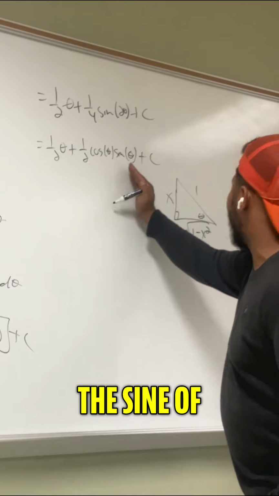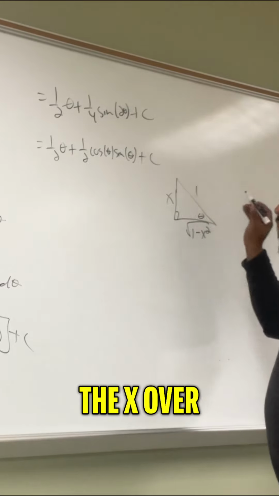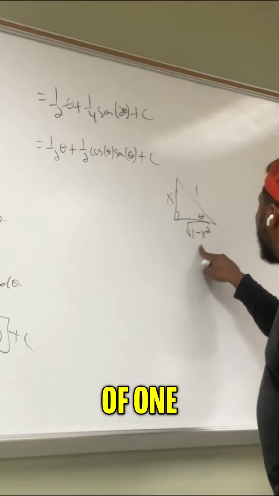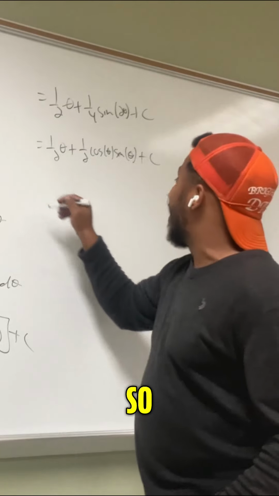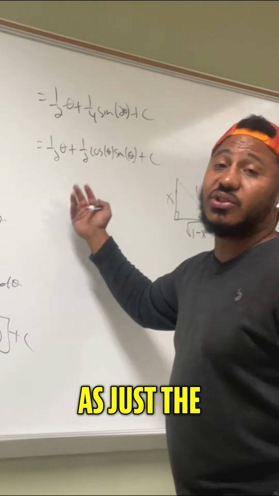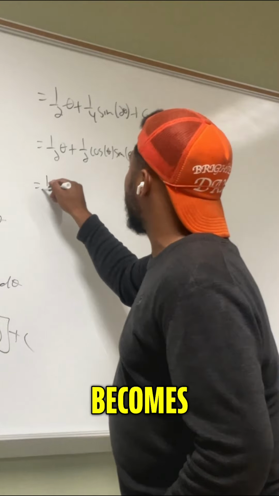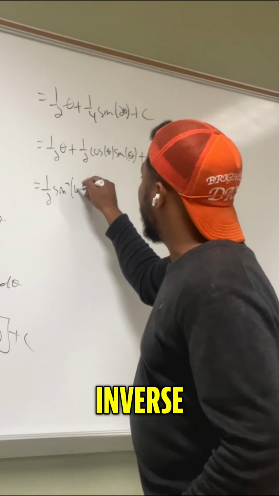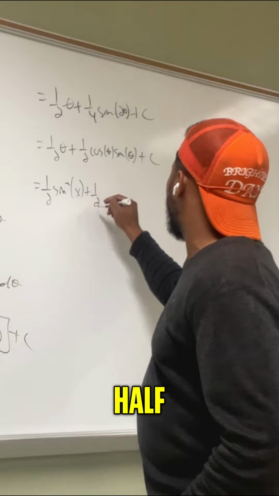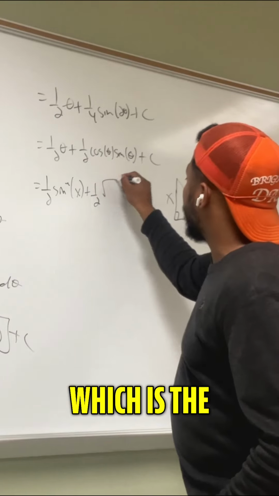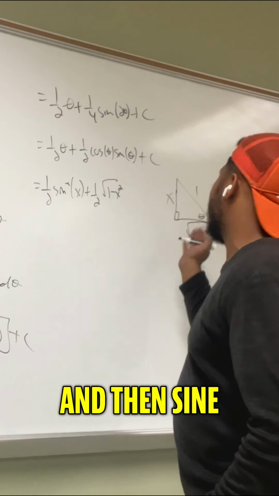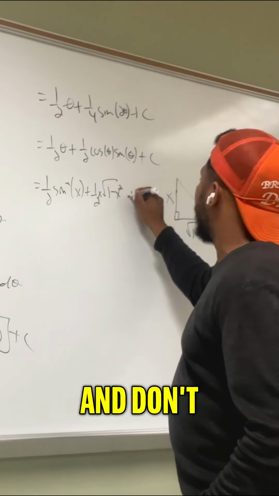So we want to find the sine of theta, that would just be x over 1, and then the cosine of theta will be the square root of 1 minus x squared over 1. And then of course, theta we can rewrite as just the arcsin, or sine inverse. And so this becomes half sine inverse of x plus half of cosine of theta, which is the square root of 1 minus x squared, and then sine of theta, which is just x. And don't forget that plus c.